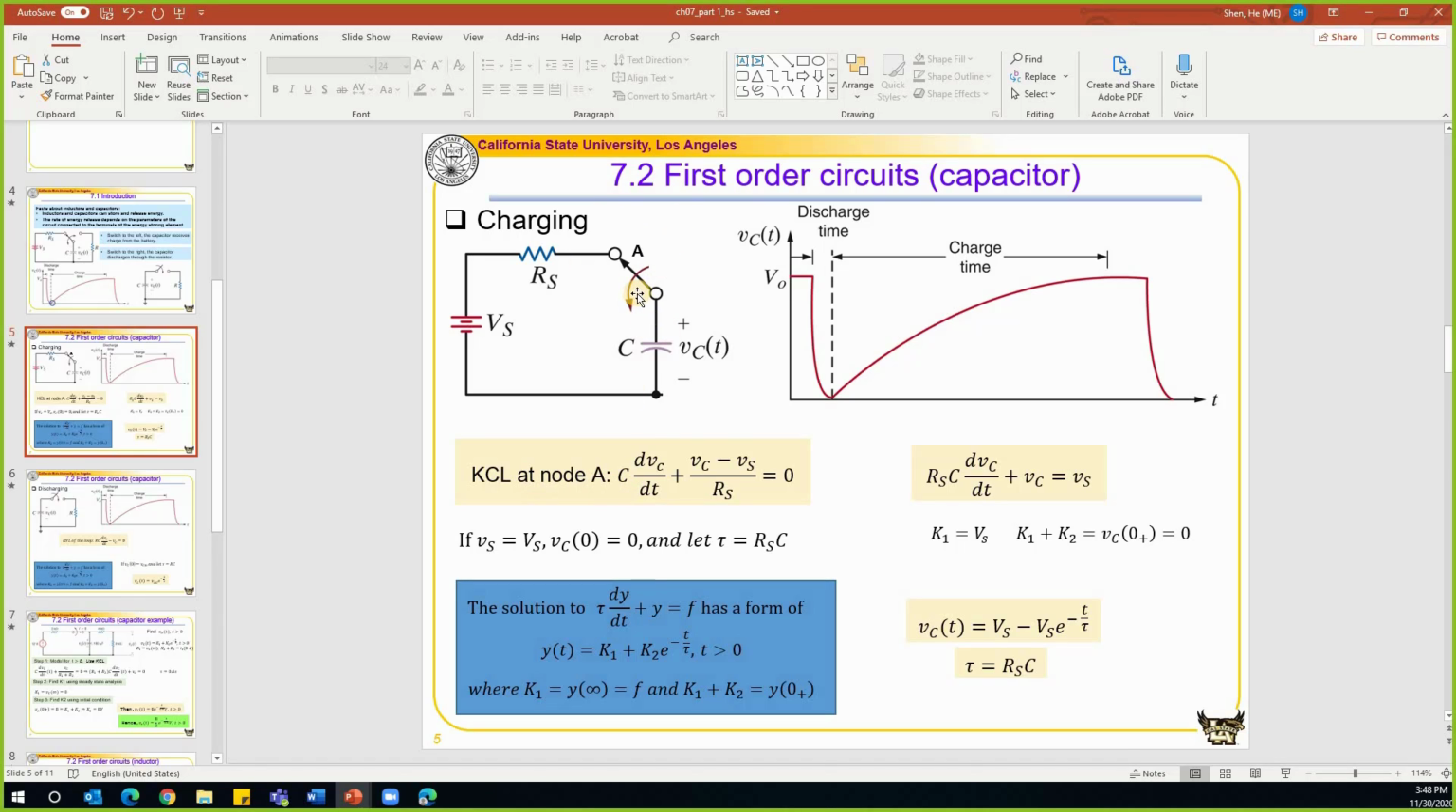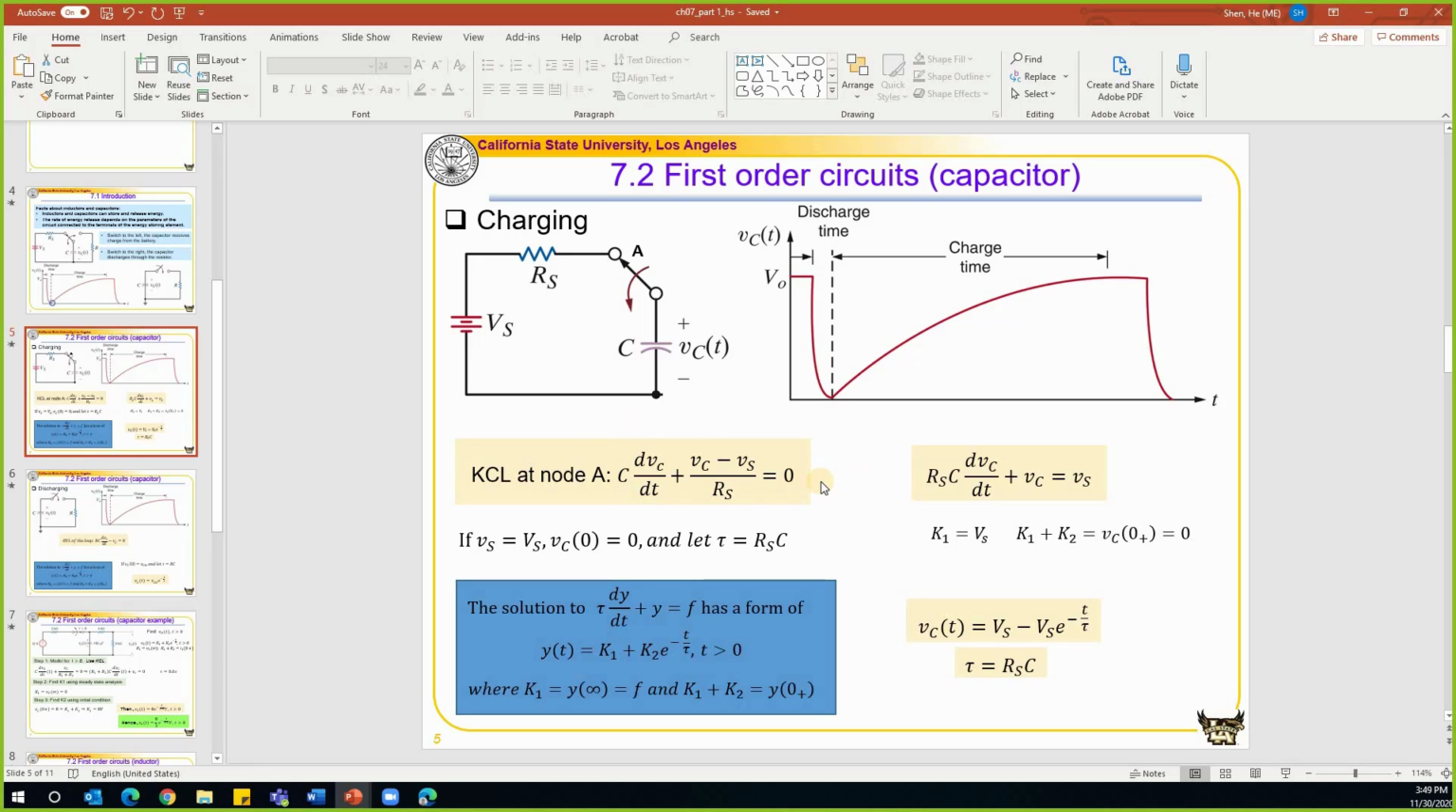so this is our node A. Apply KCL at this node. The current that goes into this node is equal to the current leaving the node, or you can say the current leaving the node adds up to 0. That is how we wrote this equation. The current leaving this node through this capacitor can be calculated by using C dV over dt. And the current leaving this node through this resistor Rs, if we select this node as a reference node, this node will have a nodal voltage of Vc, and this node will have a nodal voltage of Vs. So that will be (Vc minus Vs) divided by Rs, which is equal to 0. This is how we write the KCL equation.